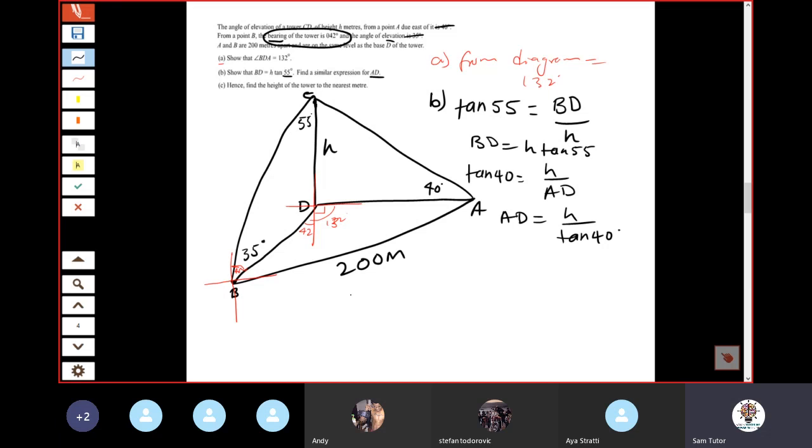Okay, C. Find the height. Well, I think you guys know what I've got to use. Can someone tell me what I'm going to use now? It is definitely this triangle, which is what I said before, but it's not Pythagoras. AD equals H on tan 40, yeah. But for this triangle, you're going to use cosine rule. That's the idea.